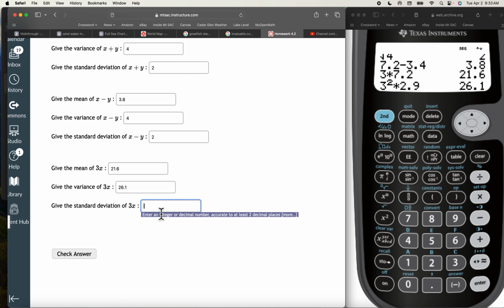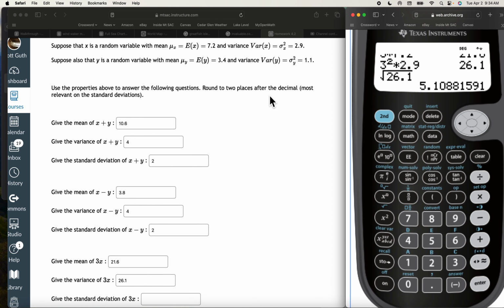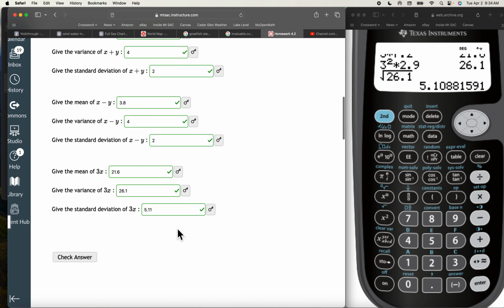Okay. And then the standard deviation, we just take the square root of the variance. So we'll take the square root of the variance, which was 26.1, which is 5.1088, and how much rounding? It says 2 places, so we'll say 5.11. Double checked everything, and it looks like we're good to go.